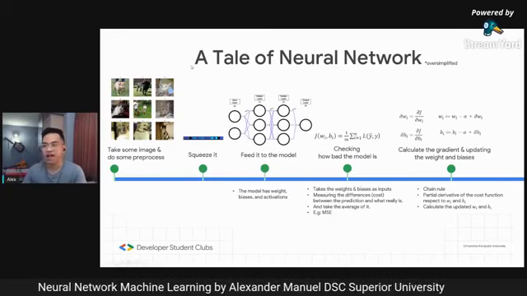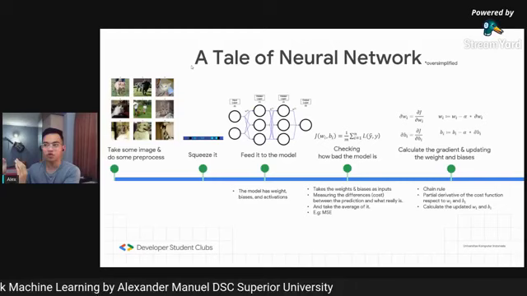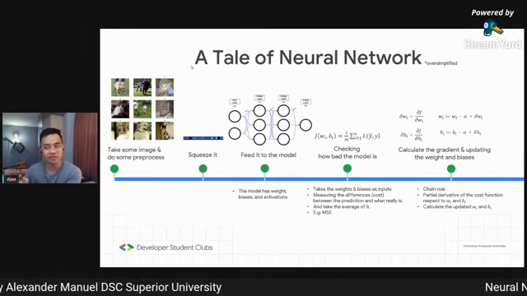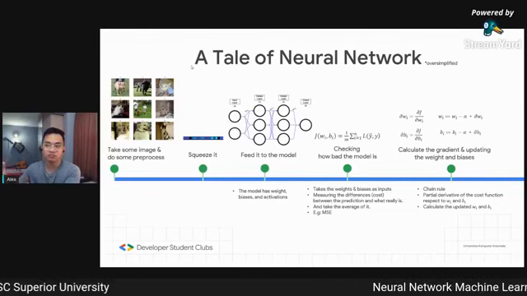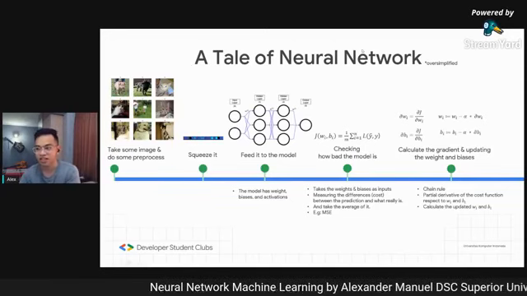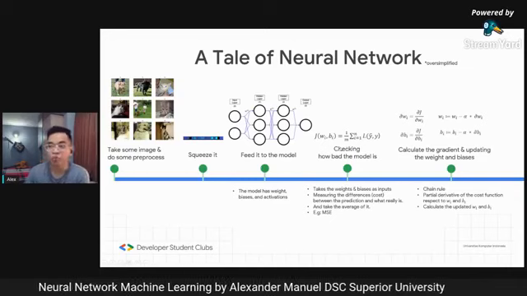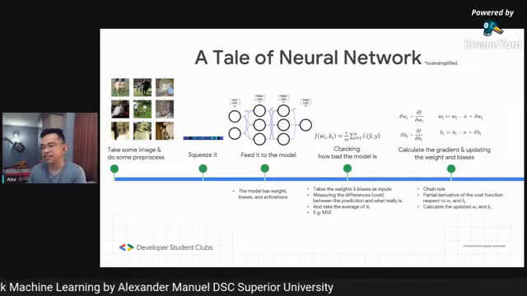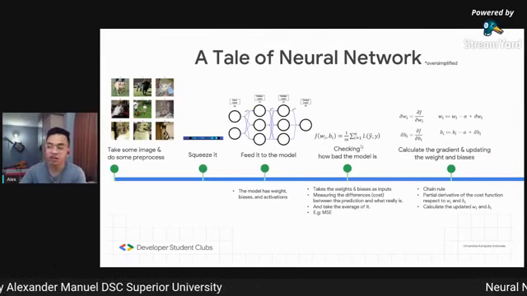So that's the feed forward. After you feed forward, at the first iteration, the first epoch, the model will surely make a mistake. So that's why we need to check how bad the model is. We call it the cost function.